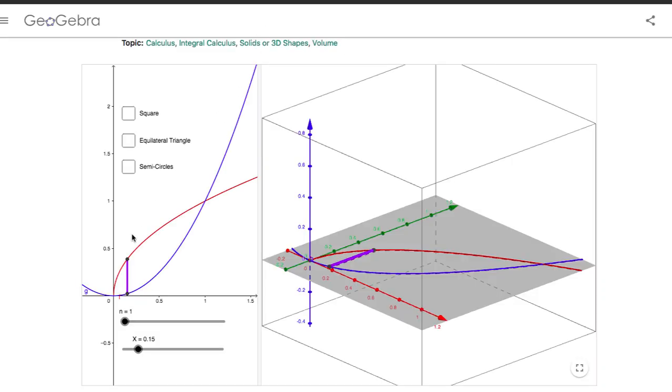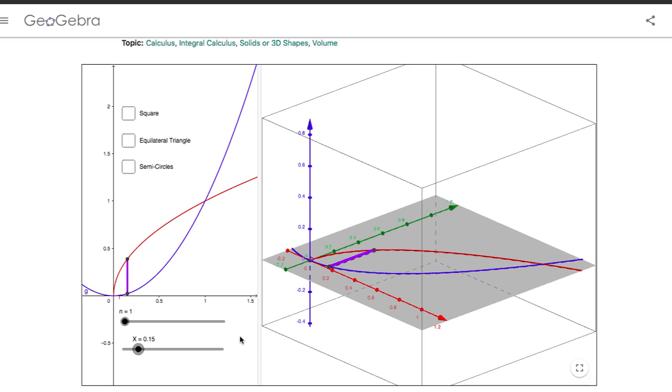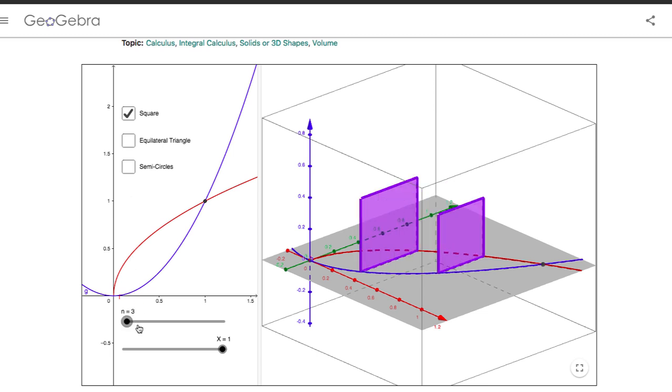You're kidding me. It was just there. There it goes. Okay. All right. So I'm going to change X to the full boundary. That way I get all of these rectangles. And I want a square cross section. Obviously, we could have equilateral triangles or semicircles. Those are in our future notes. And let's do one square, two squares. The more squares that you have, the better approximation of area you're going to have.